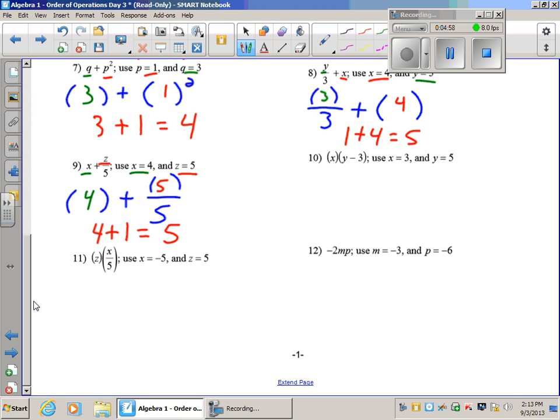Number 10, the parentheses are already there, so I'm just going to replace them. 3 goes in for x. Actually, I'll change this color for you so you see it. And the y, I put in 5. So I have multiplication in parentheses. The parentheses happen first. 5 minus 3, 2, gives you 6.